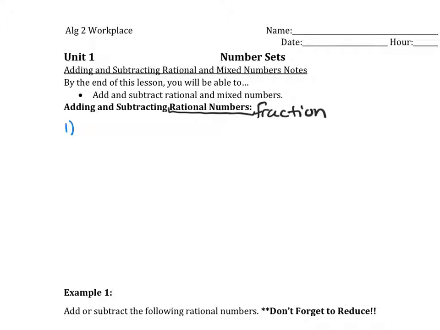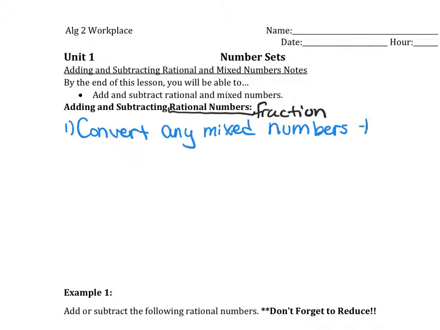But first we have to make sure, just like with multiplying and dividing, that we convert any mixed numbers to improper fractions. Okay, so this step is the same for multiplying, dividing, adding, and subtracting. You're always going to convert any mixed numbers to improper fractions first before you do anything else.